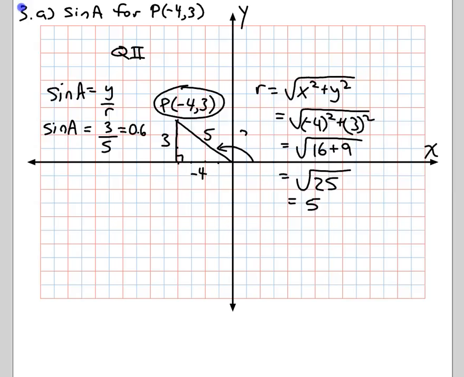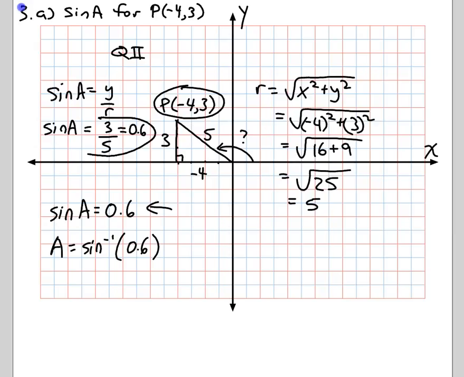So whatever that angle is, we don't actually know the angle, but we do know it has a sine ratio of 0.6. If we wanted to know the angle, at this point, you should be able to solve that. Angle A would be the inverse sine of 0.6. The question didn't ask for the angle, it asked for the ratio. So your answer would be done here, 0.6.